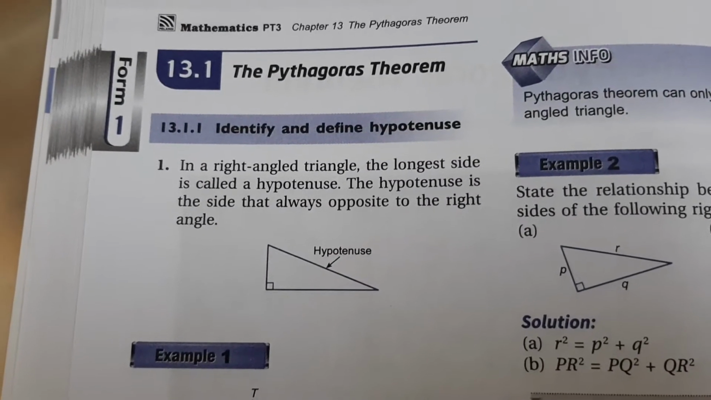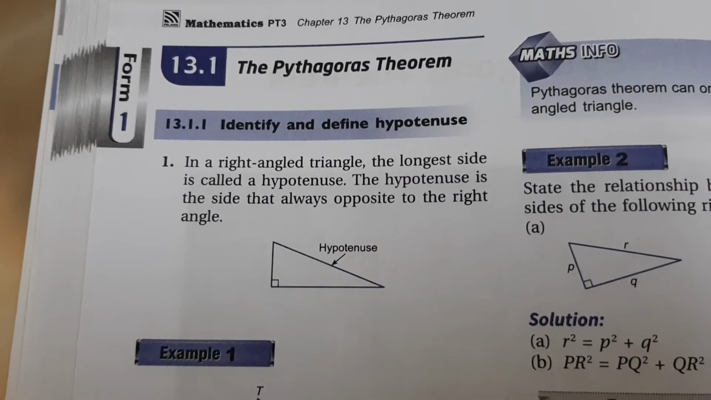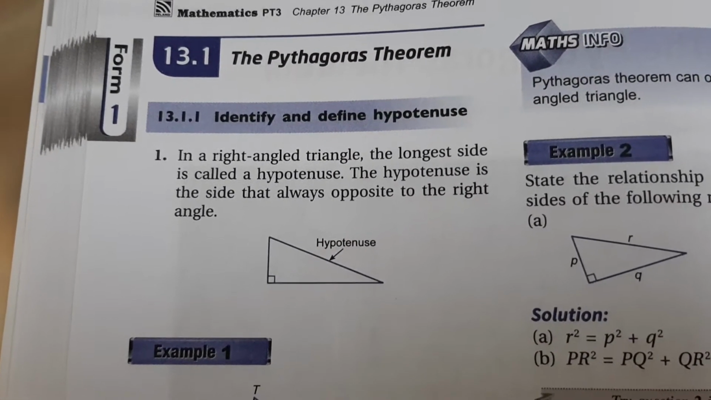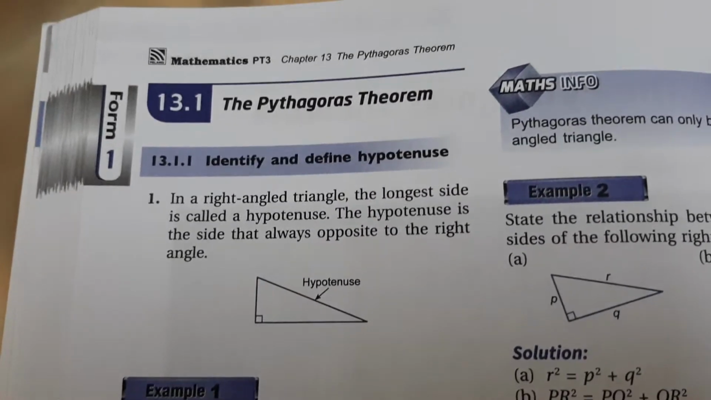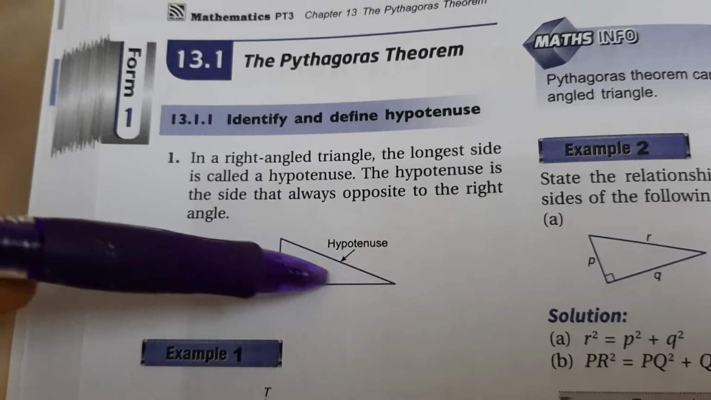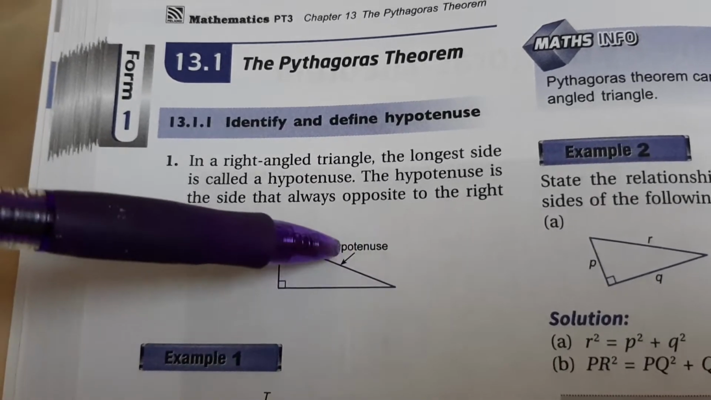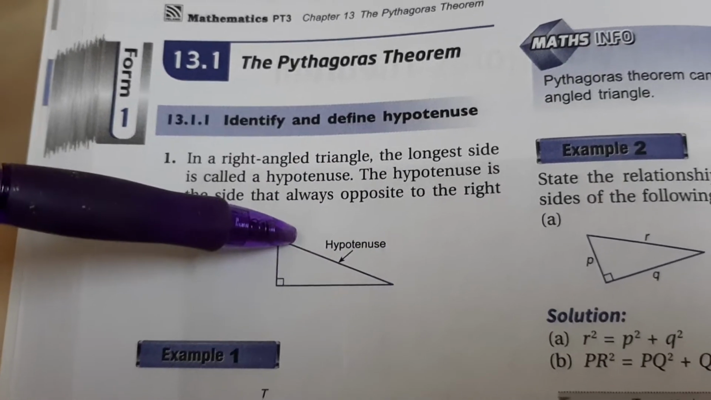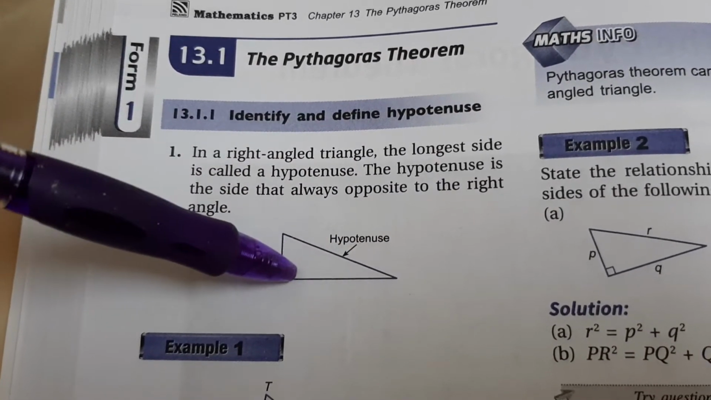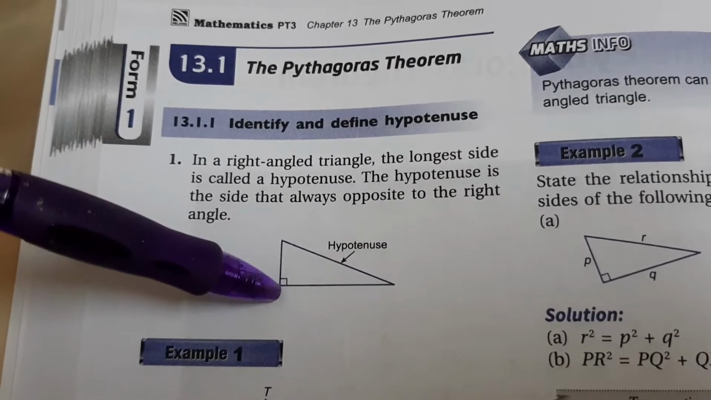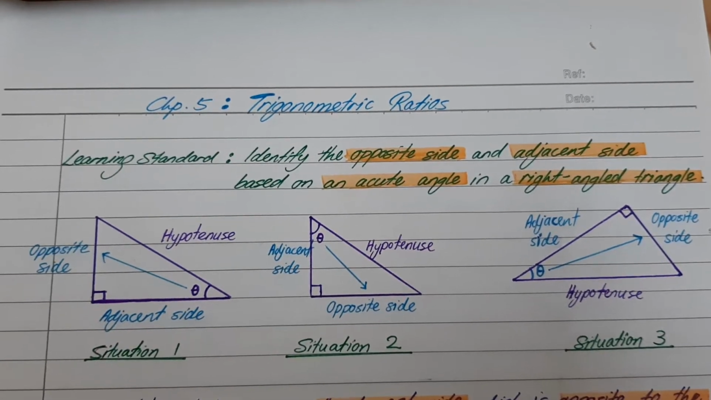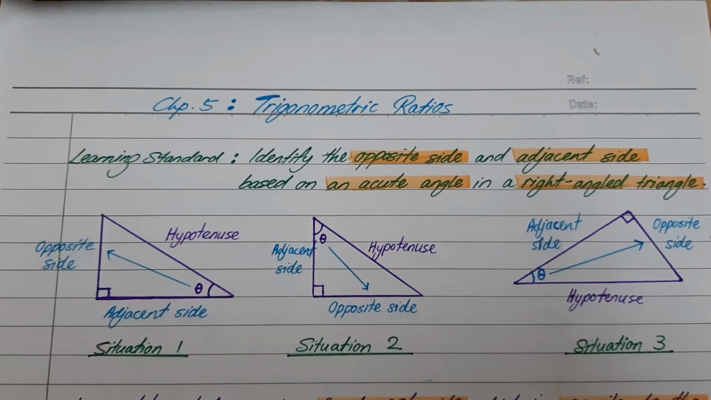Do you remember learning Pythagoras theorem in Form 1? You can only apply Pythagoras theorem in right angle triangles. The longest side of a right angle triangle is what we call the hypotenuse. The hypotenuse is the side that is always opposite to the right angle. But for Form 3, in trigonometric ratios, you're going to learn two extra sides.